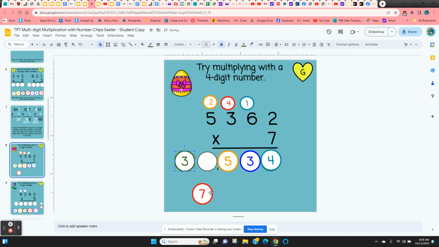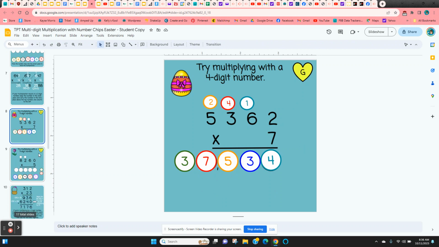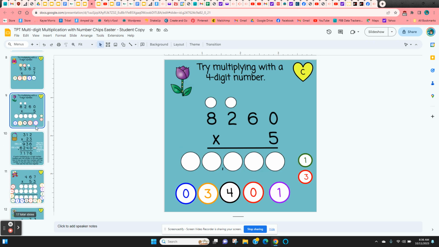So this reduces a lot of frustration for the students because they have the numbers that they need. So through the process of elimination, they can figure out their answer. They're going to do the same thing on the next slide.